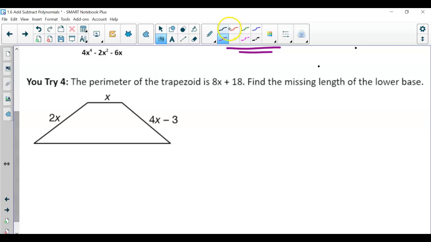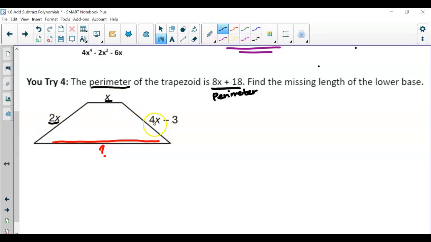And here we go. So again, making sure to read, notice how the perimeter of the trapezoid is 8x plus 18. So this is our perimeter here. We are finding the missing side length or the missing length of the lower base. So here we are looking for our side length. So here, let's go ahead and combine like terms.